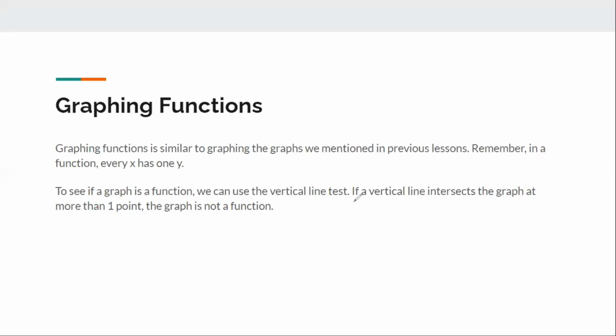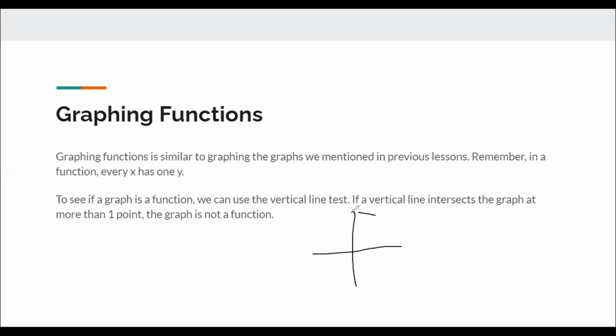I'll show you why. I'm just going to take a random graph. Let's just say we take a circle, right? If the vertical line hits it at 2 points, let's just say this is some point x comma y, and this is some point x comma negative y. It's not going to be a function because the rule for a function is every x has exactly one y, but this has two y's.